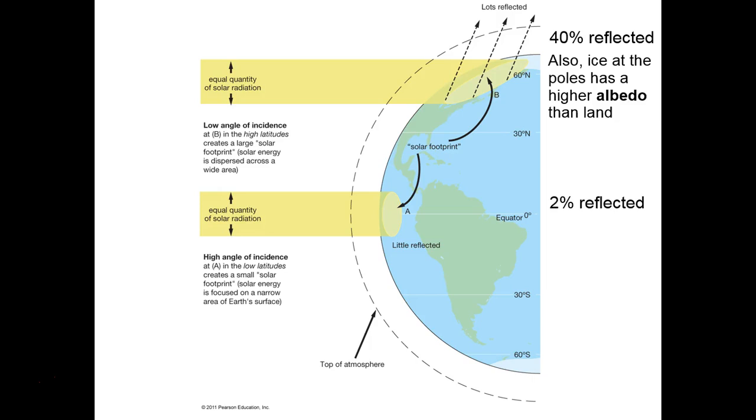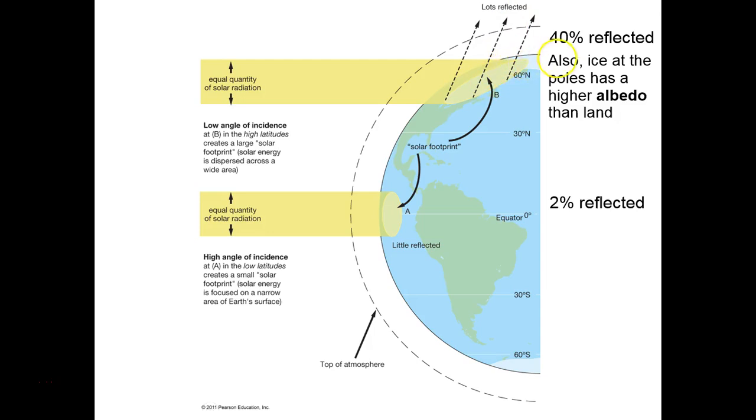So our Earth is round, right? Therefore, the amount of sunlight that hits our planet is not equal at all parts of the planet. Instead, the majority of the sun is directed at the equator, and as you go farther and farther away from the equator to the north or to the south, more of the sunlight is actually reflected. So up here, about 40% of sunlight is reflected.